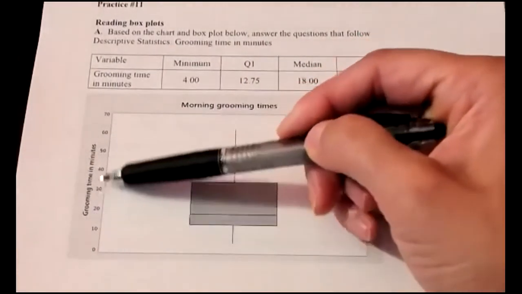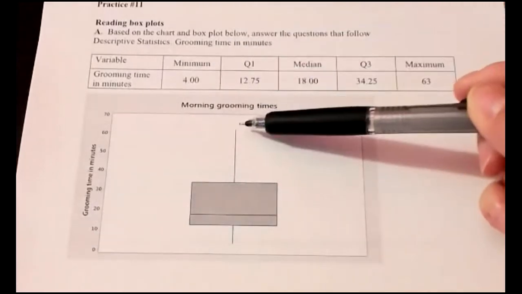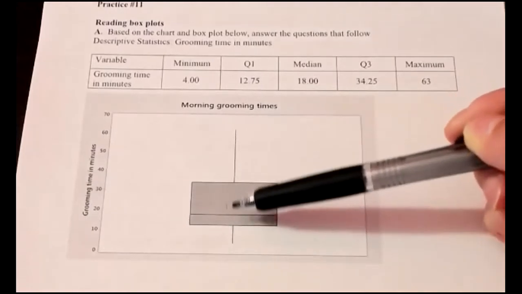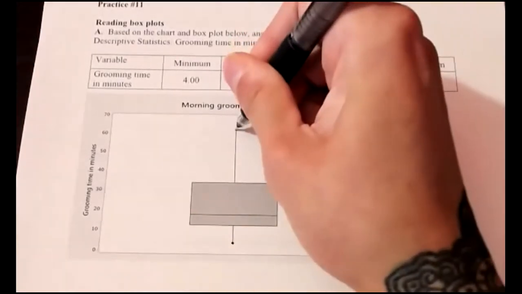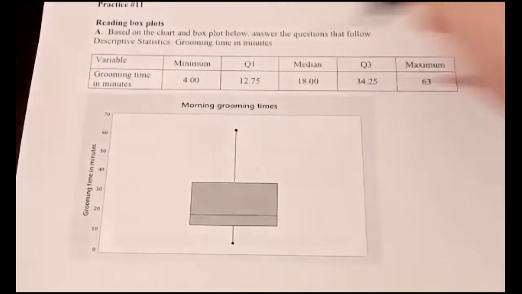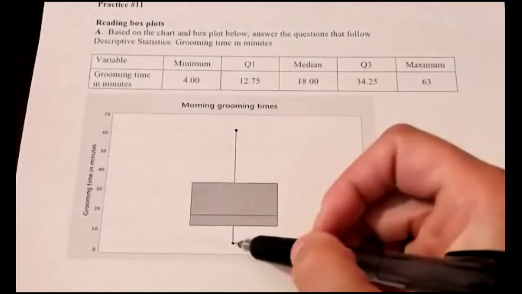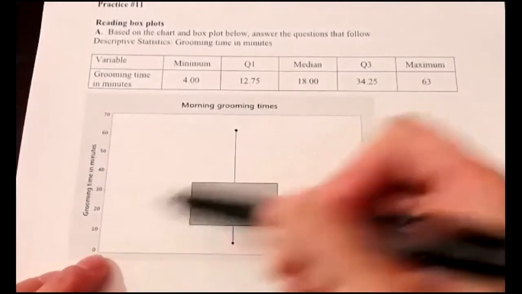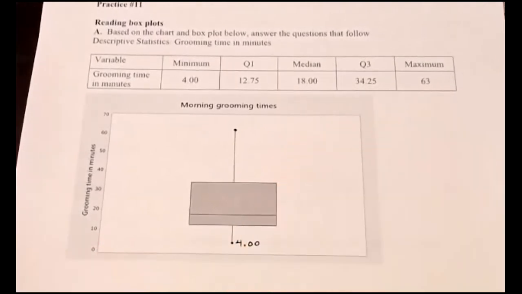First off, notice the vertical scale here. This is grooming time in minutes. And here's the spread of all of your values where we have a 5-number summary. We have our lowest value, which is here, our highest value, which is here. According to our chart above our box plot, we see that our minimum value is a 4.00. That would have been hard for us to guess. If we looked at this, we probably would have said maybe 3, maybe 2. The value is 4.00. So I'm just going to write that on the box plot.